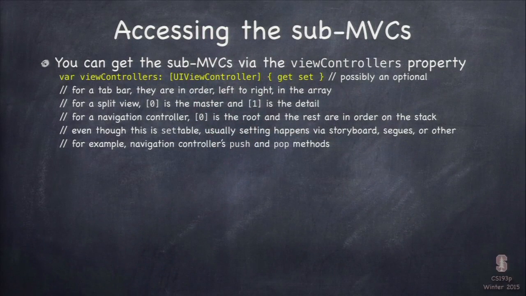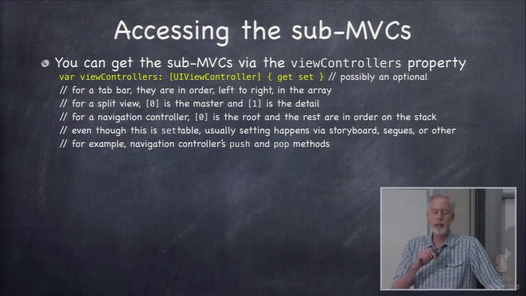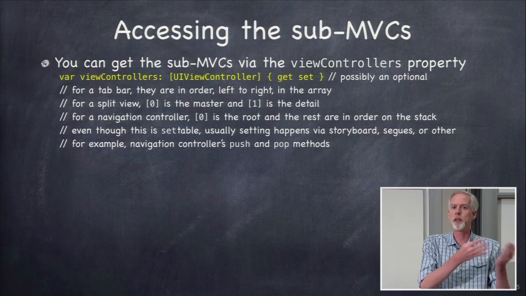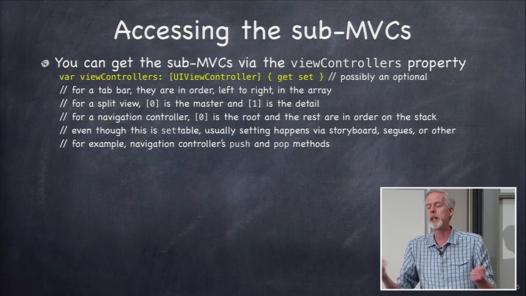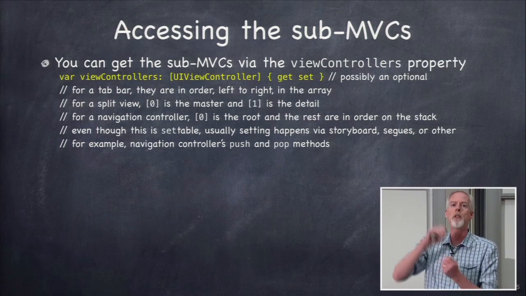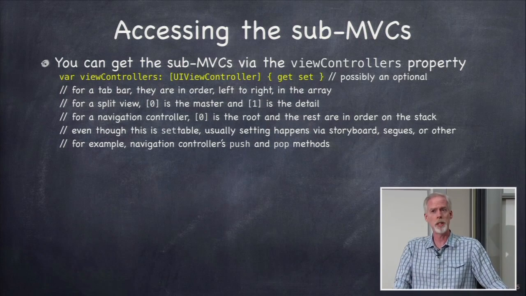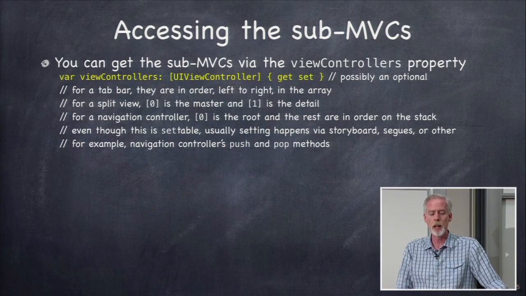Okay, so how do we get at these sub-MVCs? So let's say I had a split view controller or a navigation controller or a tab bar controller. How do I get at the things on the stack of cards or the two things, the master and detail? And the answer is they all have a property called viewControllers, and it's an array of view controllers. It's all the view controllers in its system. So in a split view, there'll be only two in there, the master and the detail. In a tab bar, there'll be however many tabs there are. In a navigation controller, there'll be however many cards are on the stack. That's how many things will be in that array. And it's settable too, which is a little weird. We don't usually set these things, but you can do it.